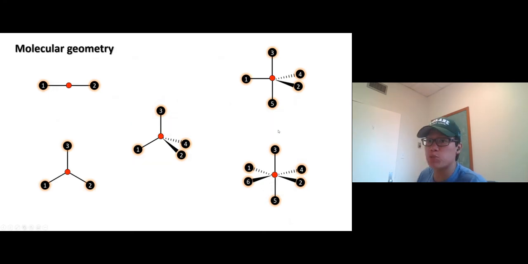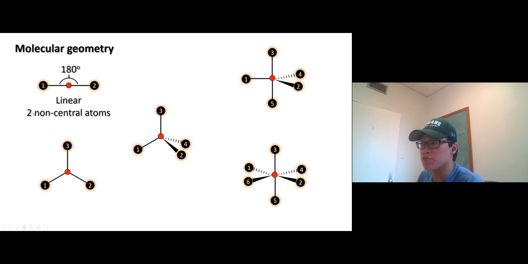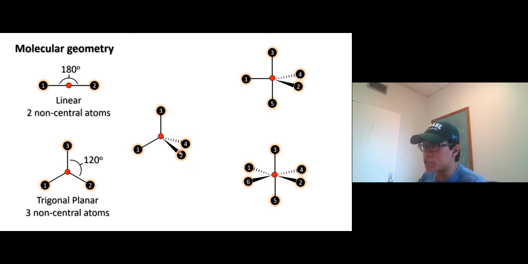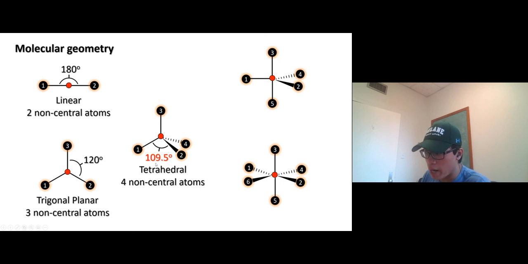So the molecular geometry so far: we have linear. This is for 2 non-central atoms, and the bond angle is 180 degrees. We have trigonal planar, which is 120 degrees, for 3 non-central atoms. For 4 non-central atoms, the best structure is tetrahedral. And I force you to memorize this number, 109.5. You have to memorize this number.